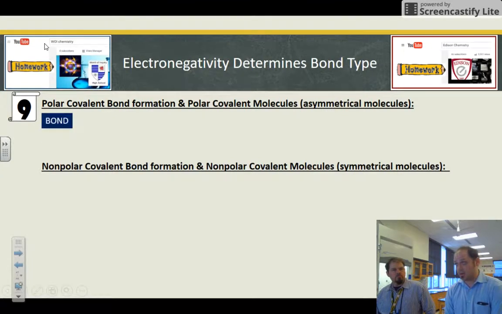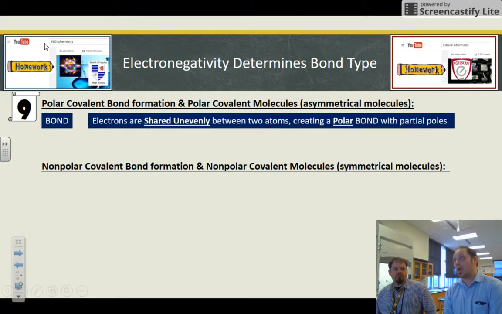Polar bond, on the other hand, and molecules, because your bond within a molecule could be polar or non-polar. Correct. And then the molecule itself could be polar or non-polar. So there's two layers. So let's do just the bond first. A polar covalent bond is where they are shared unevenly between two atoms, creating a polar bond within the molecule.